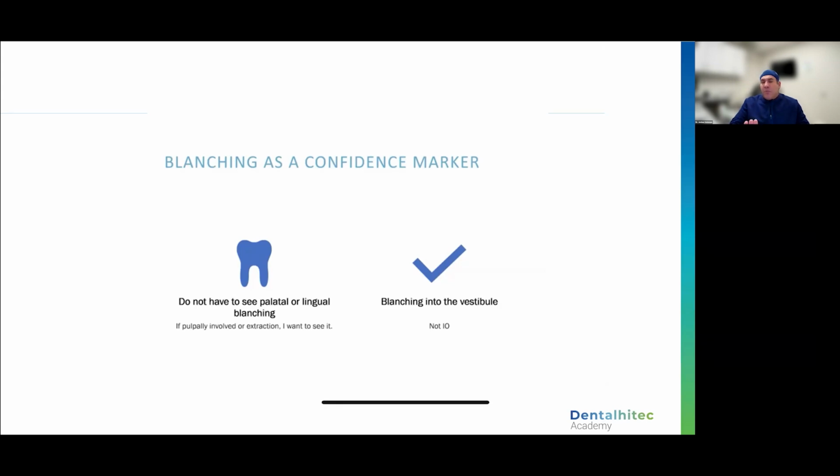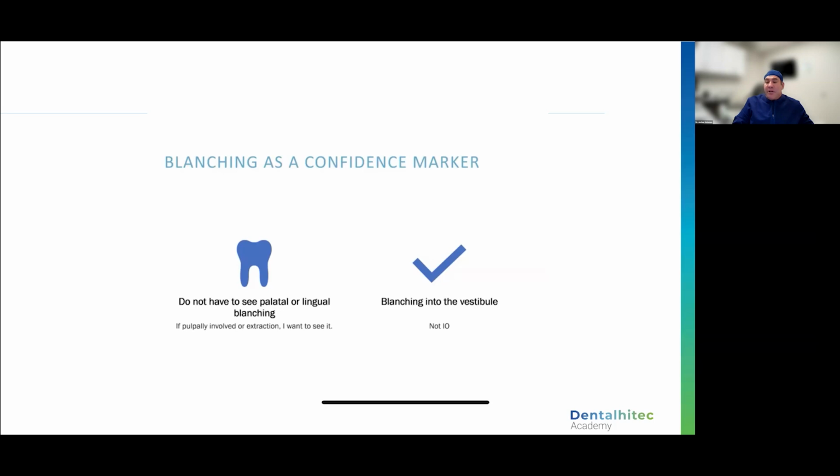A confidence marker, the way that you have profound local anesthetic delivery in both the buccal and the lingual or the palatal, is blanching. Now, I'll tell you that I don't always see blanching on the palate, and I typically don't have a problem with having to give a second delivery. But if you really want to make sure that you have profound numbness in an area, you're going to look for blanching on the palatal or lingual.